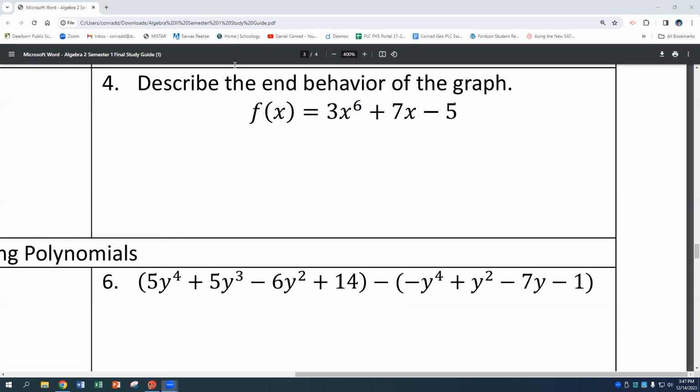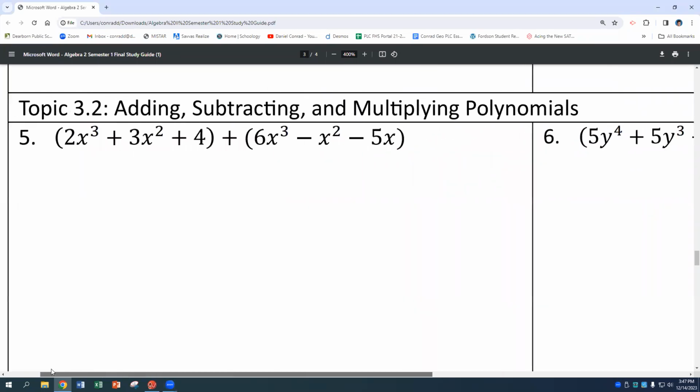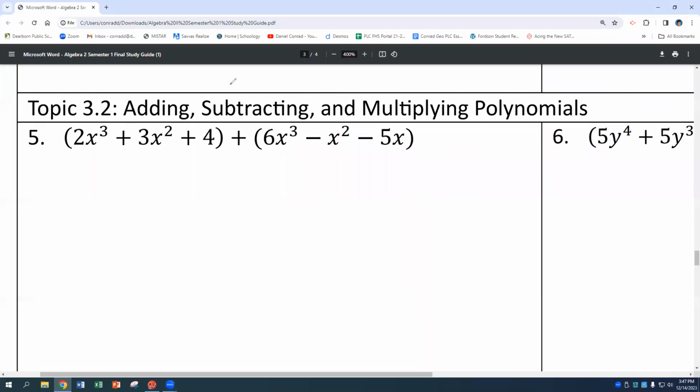All right, let's look at number 5 and 6. This is going to be adding and subtracting polynomials. Remember, if there's that 1 in front of the parentheses, we don't need to write it, because you're really just distributing a 1. So it's really just 2x to the third plus 3x squared plus 4 plus 6x to the third minus x squared minus 5x.